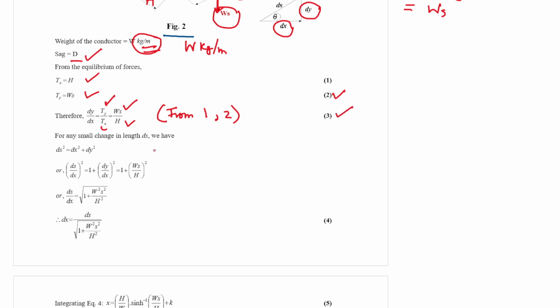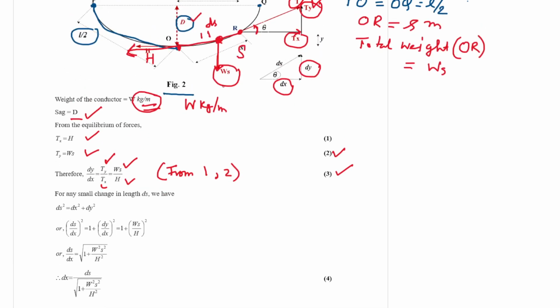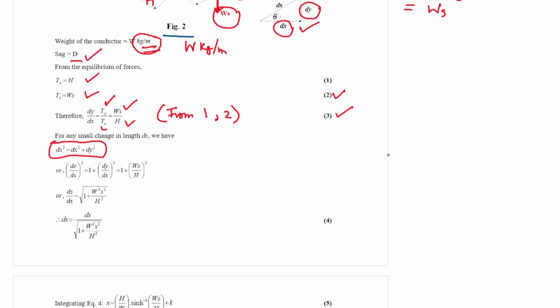Now from this diagram, from this right angle triangle, we can write ds squared is equal to dx squared plus dy squared. So if you take ds by dx whole squared, that will be equal to 1 plus dy by dx whole squared.